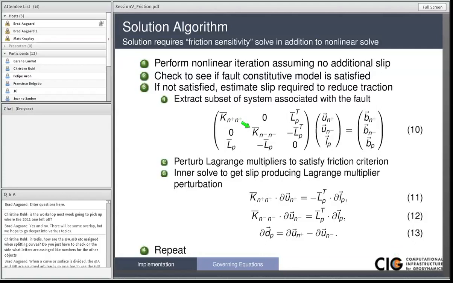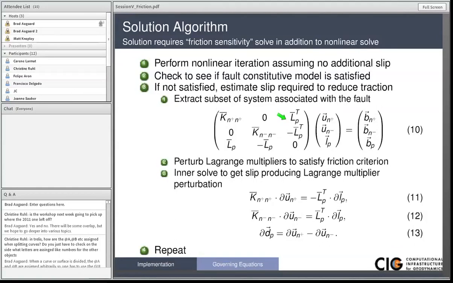And when I say positive side of the fault, I mean the vertices that are immediately adjacent to the fault surface. Then we also have the degrees of freedom immediately adjacent on the negative side of the fault surface. Then we have the rotation terms here in terms of capital L. The P refers to these being associated with the Lagrange multipliers, so instead of N degrees of freedom, we have P degrees of freedom associated with the fault.